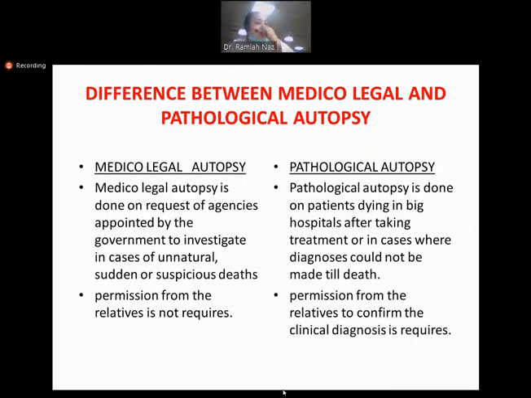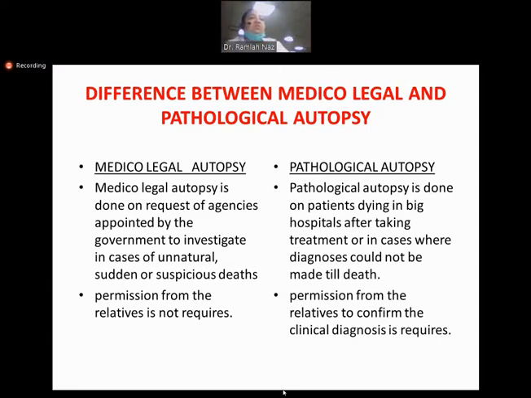Now we come to the differences. So we have gone through the types of autopsy. As I already told you, there is the clinical autopsy, anatomical autopsy, postmortem examination, autopsy, then psychological autopsy, and the medico-legal autopsy. Now we are moving towards the other topic, the difference between the medico-legal and the pathological autopsy. This is the basic thing, because internationally it is recommended that there are only two types of autopsies. That is, either it's going to be pathological, or it's going to be medico-legal.